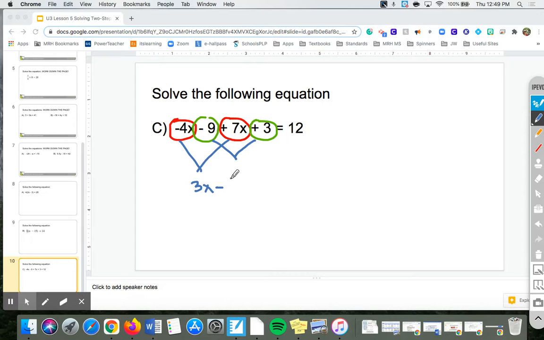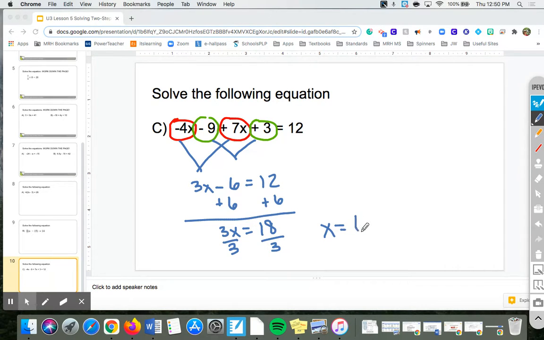So I'm going to write down subtraction of 6, which is the same value as negative 6, is equal to 12. I want to now start solving, and I'm adding 6 on both sides. We have 3x is equal to 18. I want to isolate my variable and solve for x. So I do the opposite of multiply by 3, which is divide by 3, and x is equal to 6.